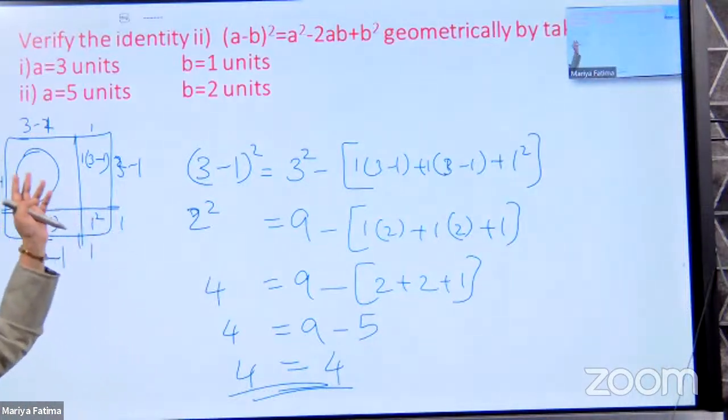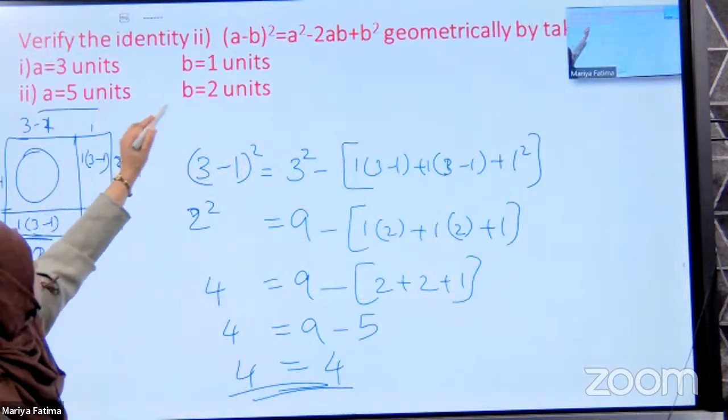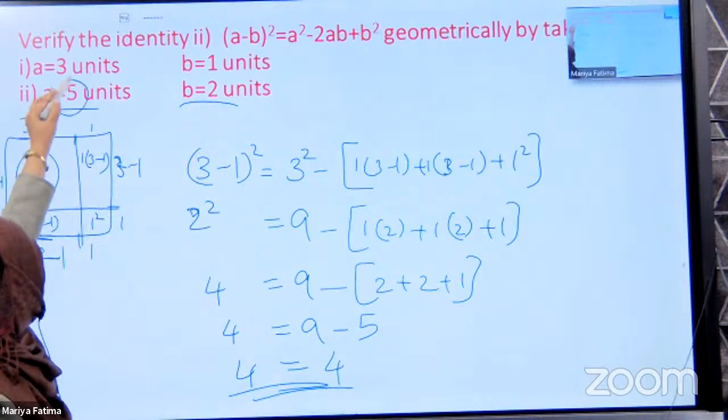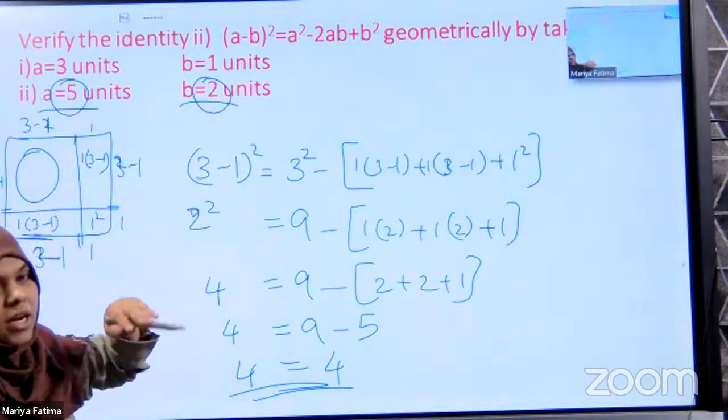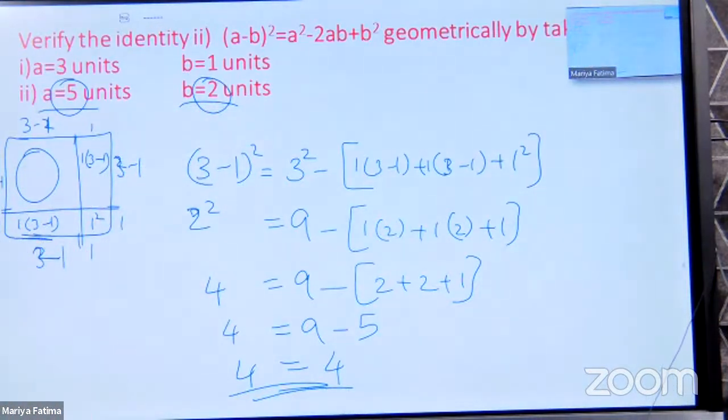In this way you can do this second question also, by taking the a value as 5 units and the b value as 2 units, and you can prove this. We are going to the next identity.